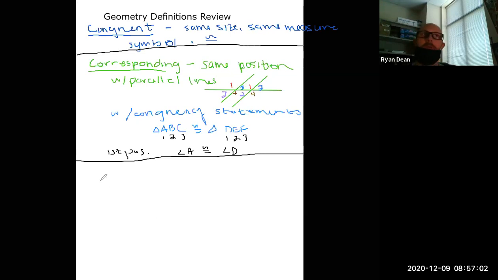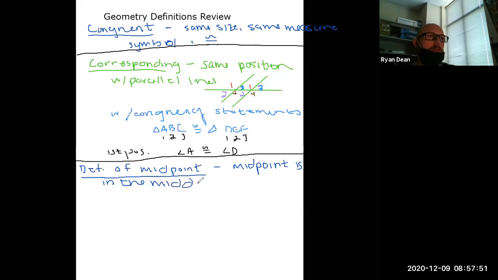With sides, for something to be congruent with the side, if it's given to you, you don't have to give some kind of definition, right? There's no need for that. So we're not going to talk about that. But the other one, the first actual definition would be the definition of midpoint. Okay, the definition of midpoint. So a midpoint, we're going to break this down. A midpoint is in the middle of two other points.